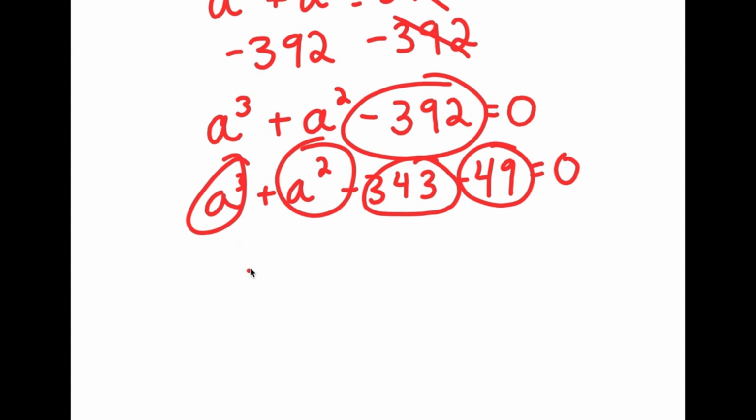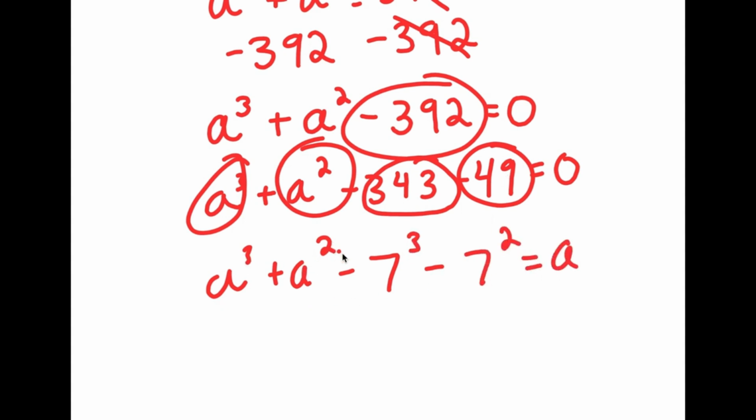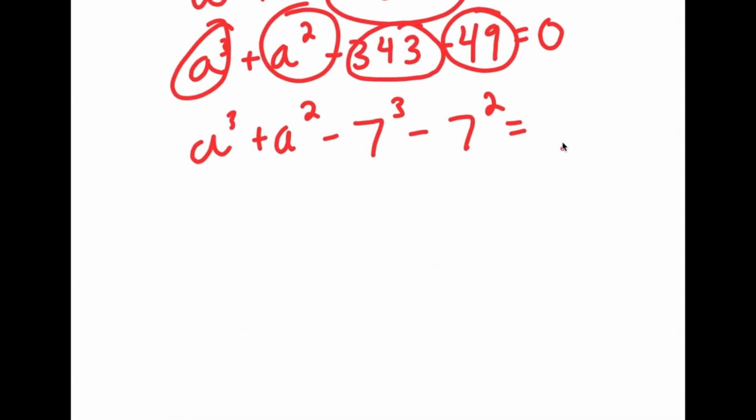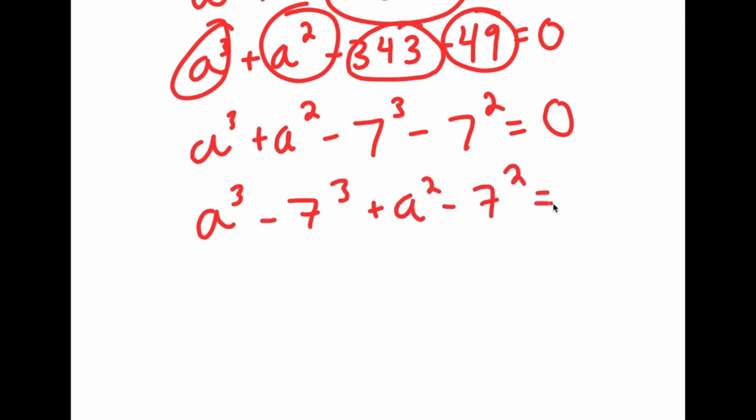And notice how we have something cubed, something squared. So I'm going to change the order of this. Actually, first I should rewrite 343 as 7 cubed and 49 as 7 squared. So we have a cubed plus a squared minus 7 cubed minus 7 squared, and this is 0. And now I'm going to change the order to group the cubes and then group the squares. So I have a to the power of 3 minus 7 to the power of 3 plus a squared minus 7 squared is equal to 0.